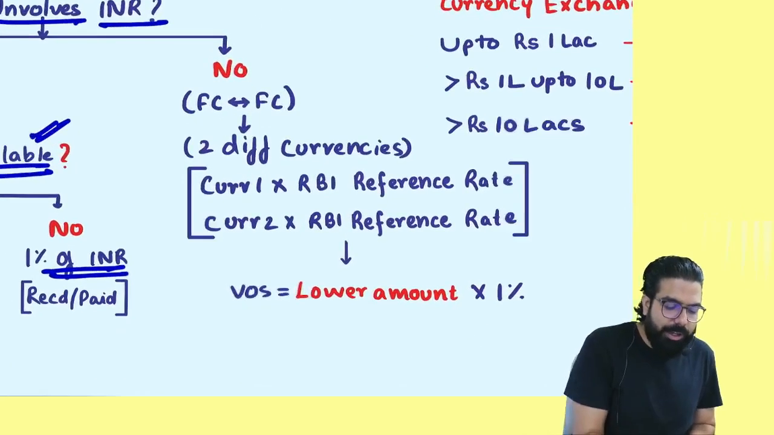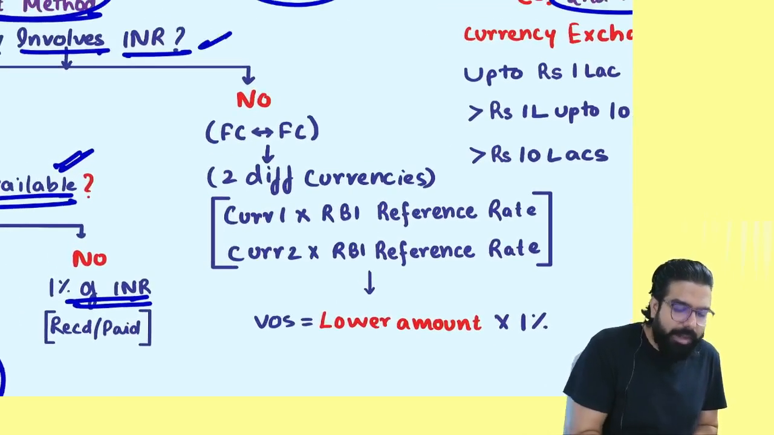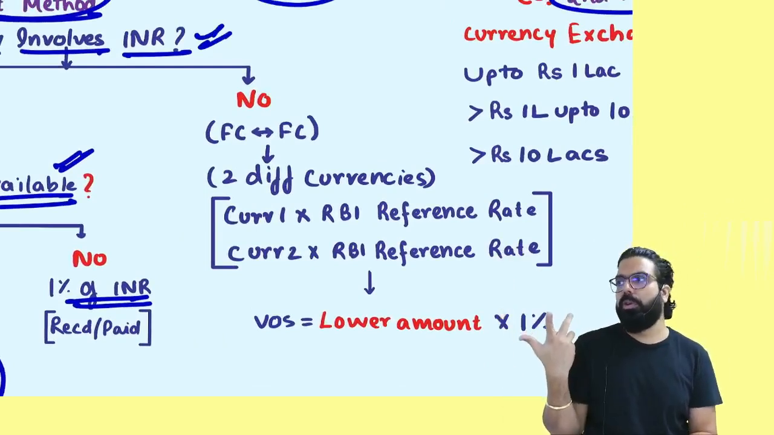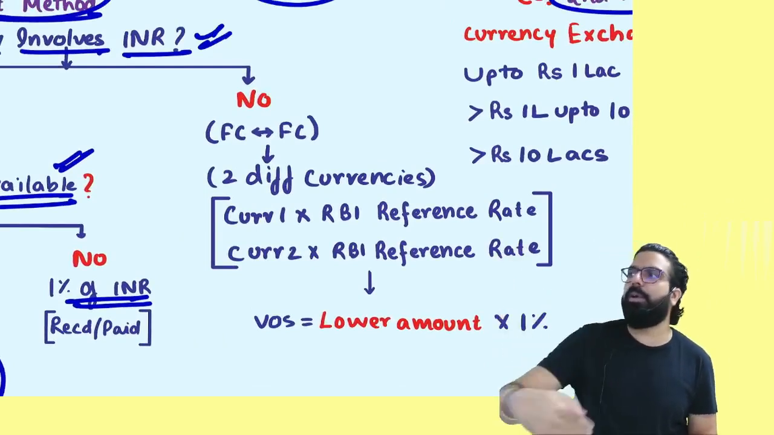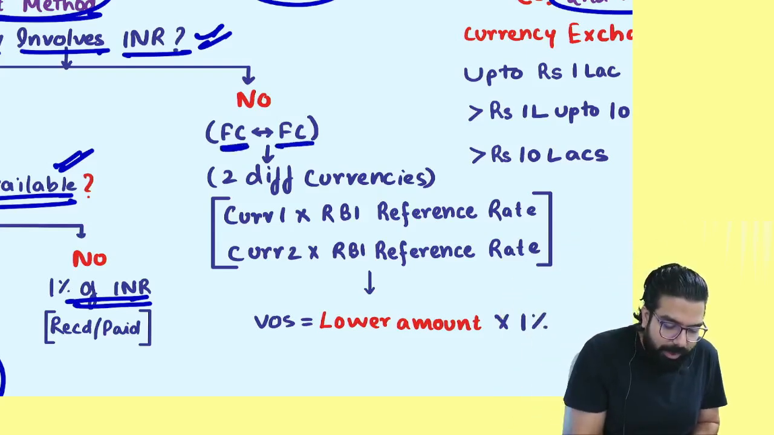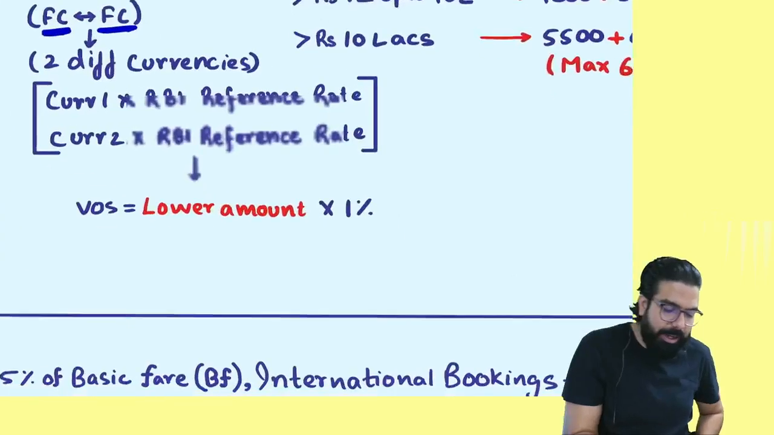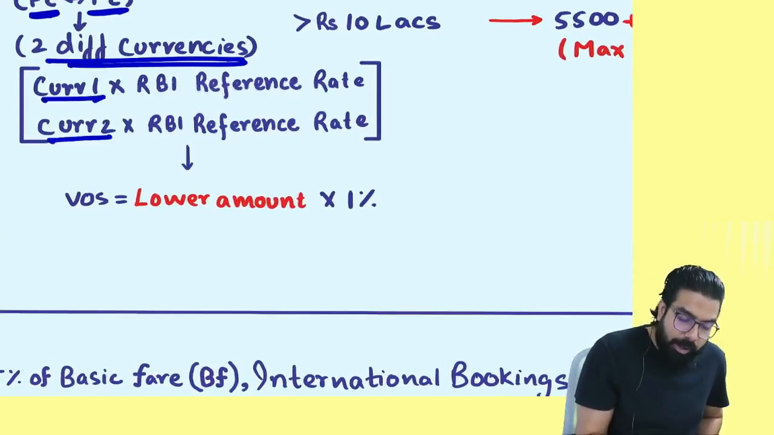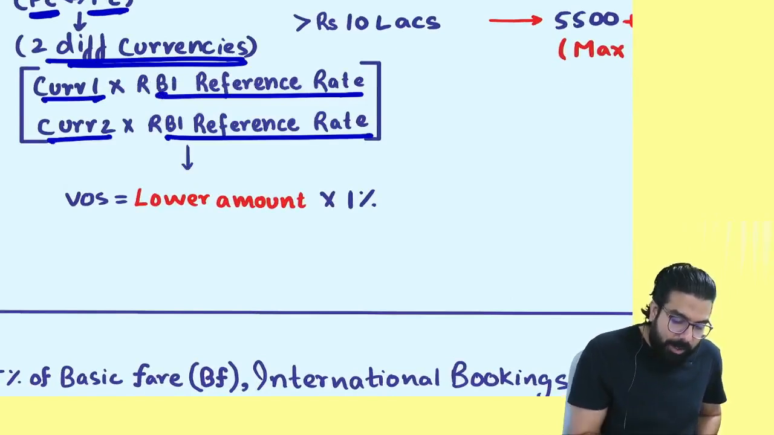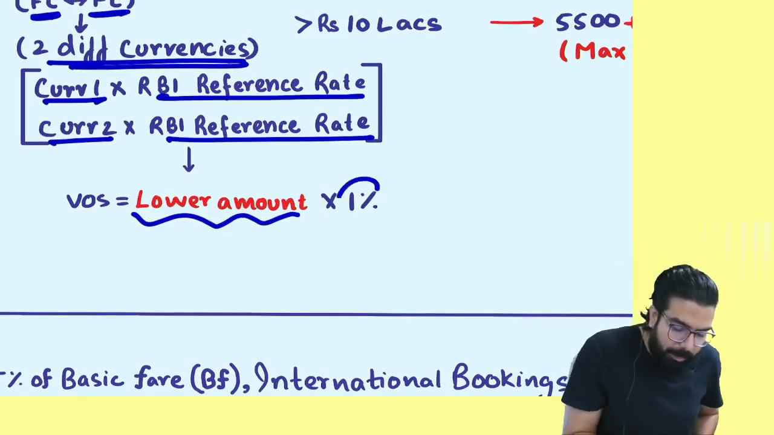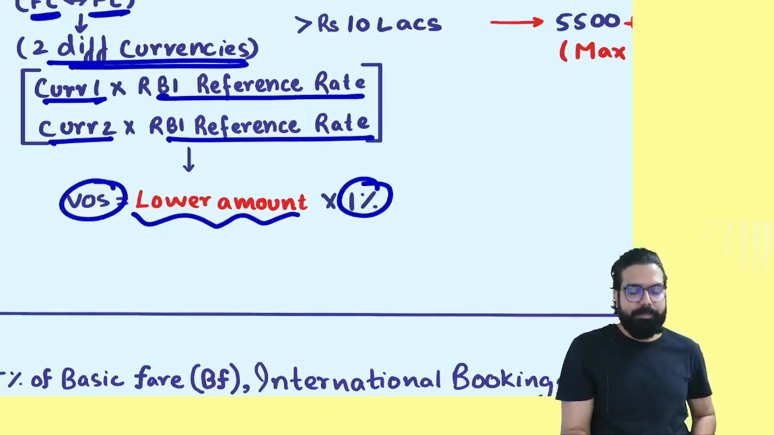Sir, supposing INR is not involved. In my exchange, I converted dollar to pounds. You gave me dollar, I converted into pound. Both are foreign currency. If foreign currency to foreign currency conversion is happening, remember it is two different currencies. So take both the currencies, multiply by the RBI reference rate, convert into INR. Whichever is the lower amount, 1% of that will be your value of supply.